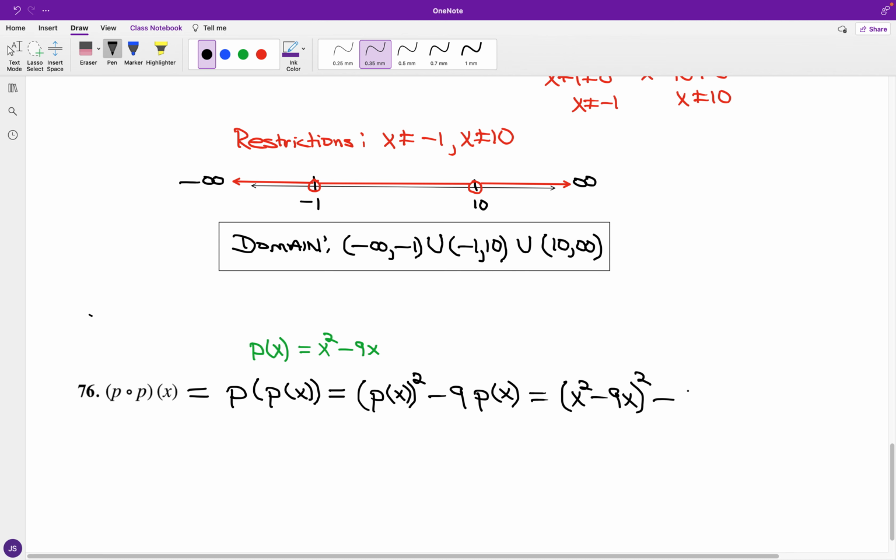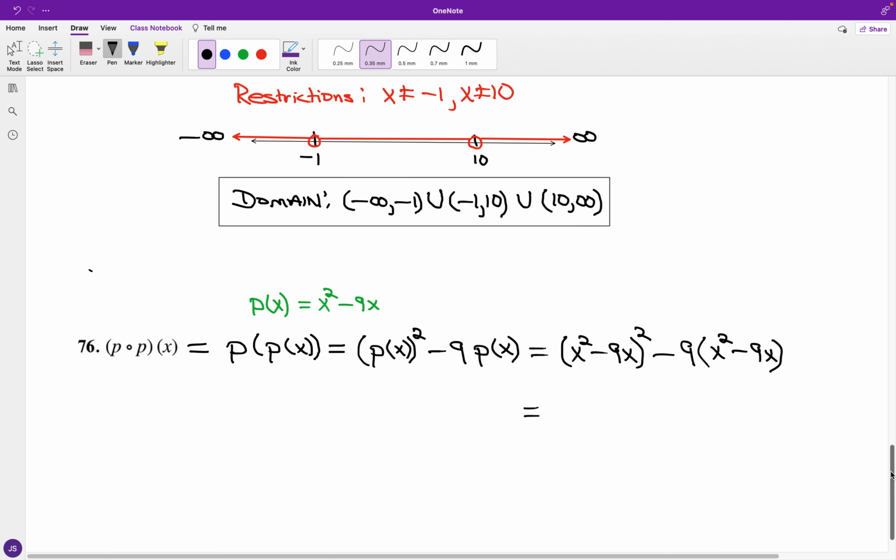We have minus 9 times p of x, so we have minus 9 times all of x squared minus 9x. And just gathering what we have now, we got the square of x squared minus 9x. So if you envision x squared minus 9x times itself, you have x to the fourth, and you have minus, outside product would be negative 9x cubed, inside product also negative 9x cubed, and negative 9x times itself, that's going to be plus 81x squared.